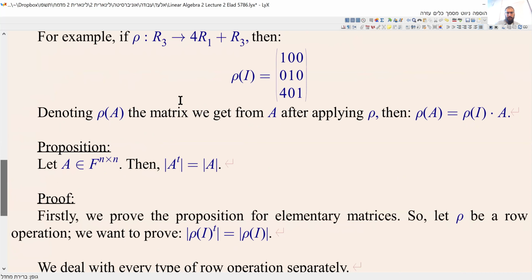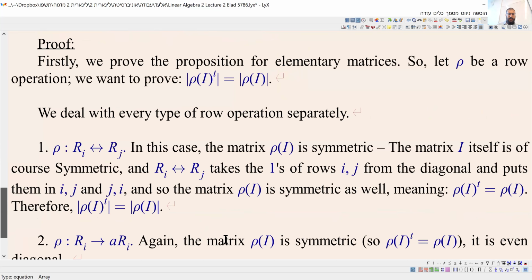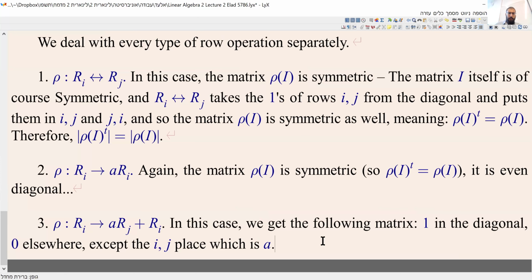Here, the 4 is under the diagonal, and when we do transpose, it goes up above the diagonal, but it doesn't matter because the determinant of a triangular matrix is the multiplication of the elements of the diagonal, and they are the same. The elements of the diagonal in R_i and in R_i transpose, and actually for every matrix A it's true, A transpose and A have the same elements on the diagonal, so we get the same multiplication, and the same determinant.